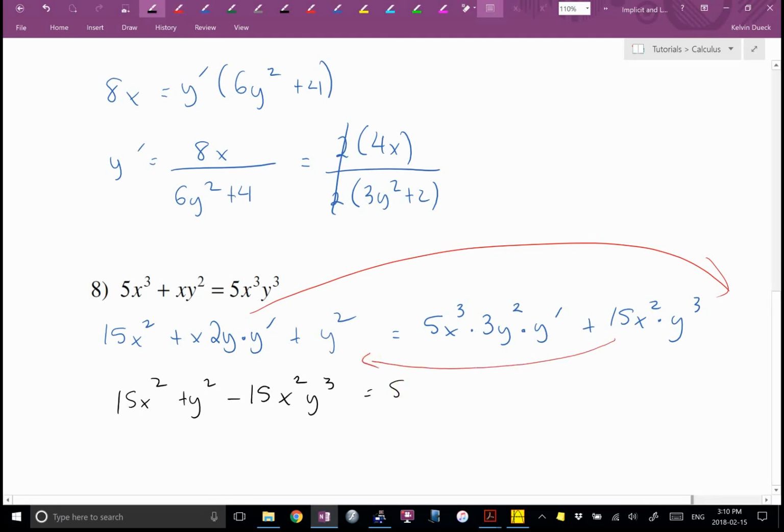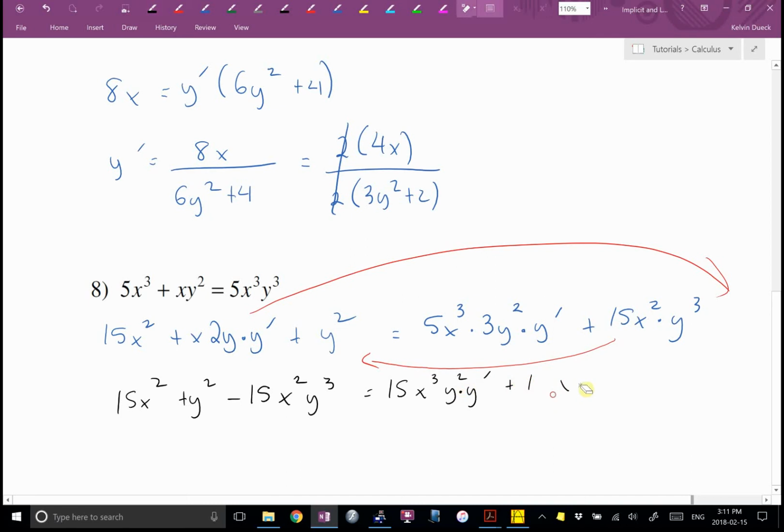Wait a minute, I can tidy this up. Have I got a 5 and a 3? What's that really if they're being multiplied? So I'm going to write it as 15. Then there's an x cubed, a y squared, and a y prime plus 15.